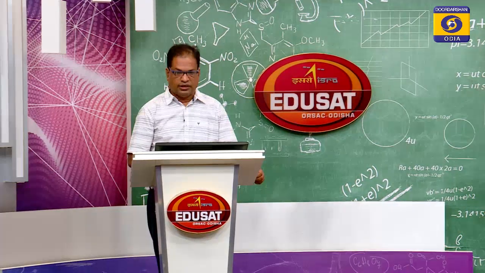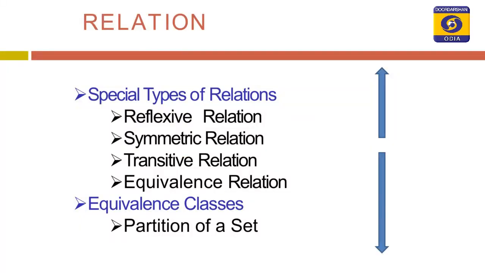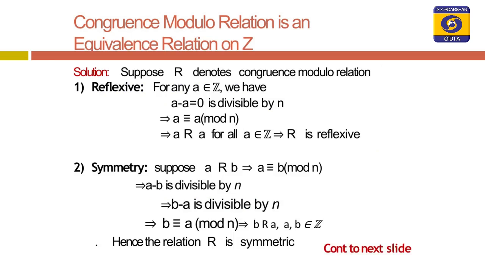Now, we will prove that this congruence modulo relation on the set of integers is an equivalence relation. That means, we will prove that the relation is reflexive, symmetric and transitive. Now, suppose R denotes congruence modulo relation. So, reflexive means we have to show every A should be related to A, for all A, because A minus A is 0, 0 is divisible by n. So, automatically A will be congruent to A mod n, which implies A R A.